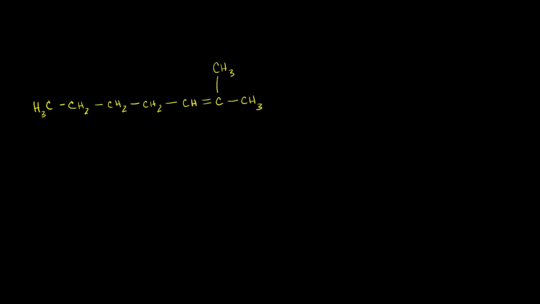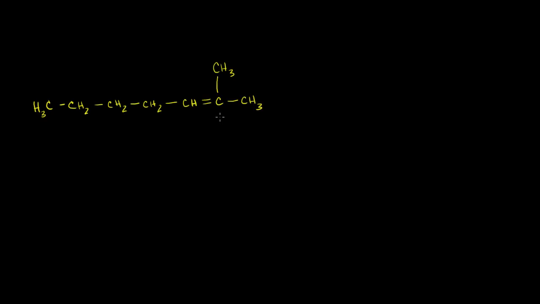So first of all, what is our longest chain of carbons? So we have 1, 2, 3, 4, 5, 6. And we could go in either direction. It doesn't matter. 7 carbons or 7 carbons. And let's start numbering closest to the double bond.